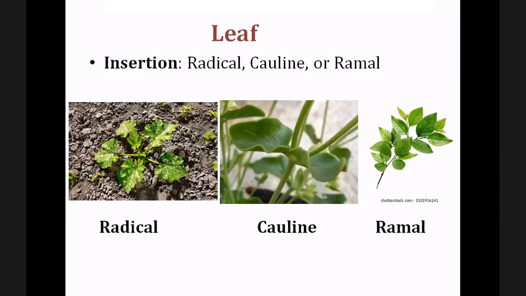The examples are the aloe vera, carrot, radish. Those are the examples of radical leaves. These leaves emerge from the underground part or base of the stem. They are arising. The next one is the cauline.